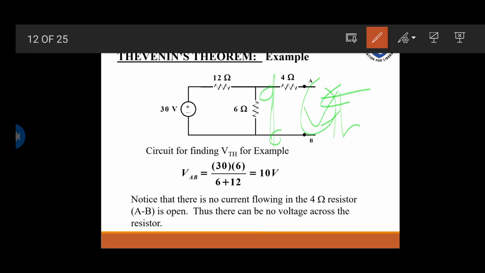Now VAB is equal to, by the voltage divide rule, VTH equals 30 times 6 divided by 6 plus 12. This is the basic definition of the voltage divide rule. Then you get VAB as 10 volts. Notice there is no current flowing in the 4 ohm resistor. No current means the voltage is 0. The whole VTH only appears between this point. VTH we got as 10 volts.